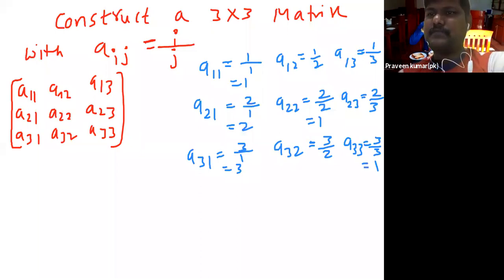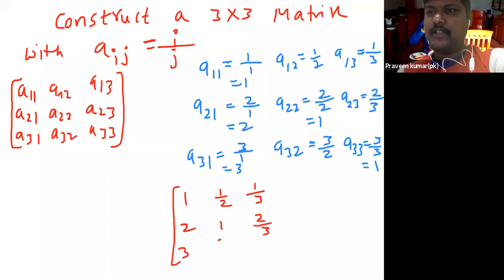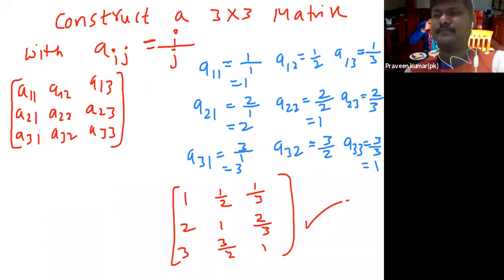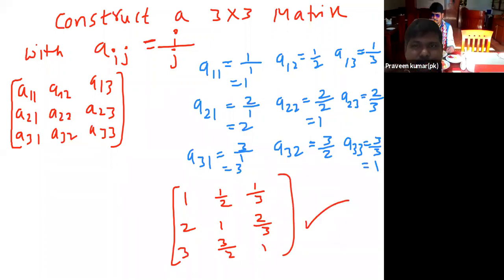Then what is the answer? 1, 1 by 2, 1 by 3, 2, 1, 2 by 3, 3, 3 by 2, 1. Understand? That is the answer. So for a 3 by 3 matrix, you can represent the matrix by using A11, A12, A13 like that up to A33. Then you can substitute the values. Okay.